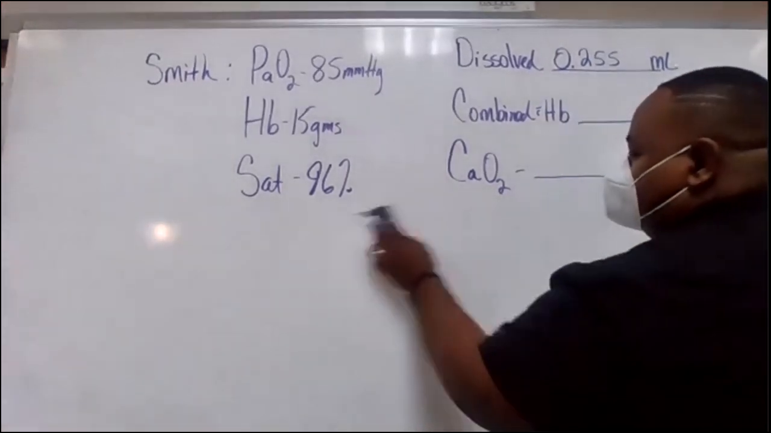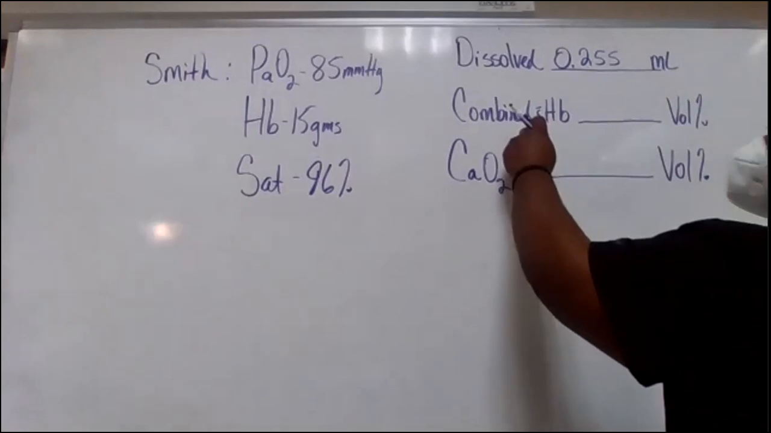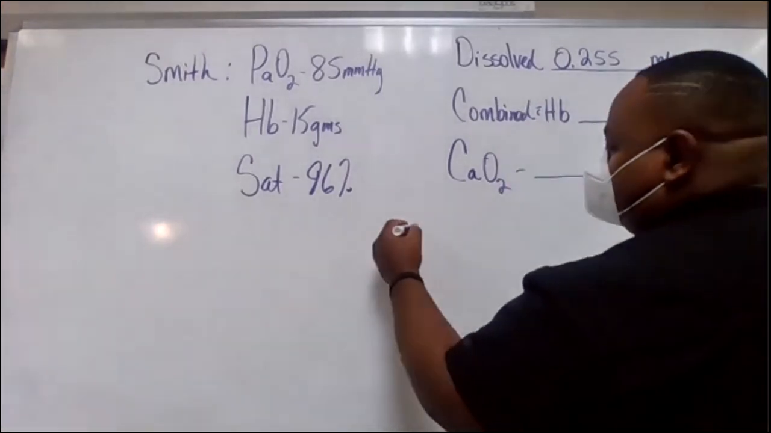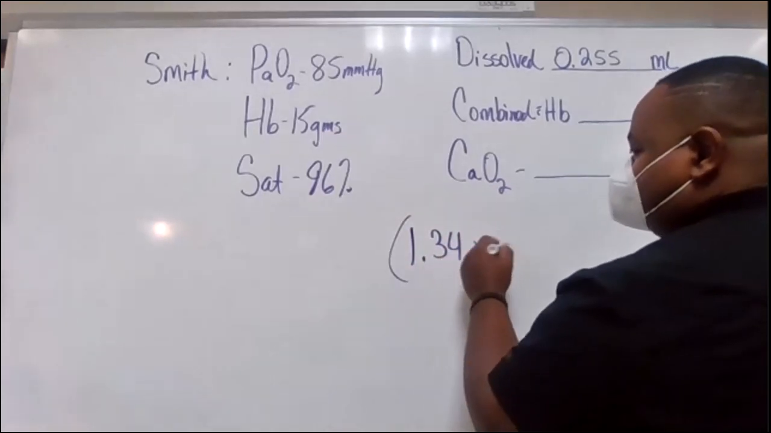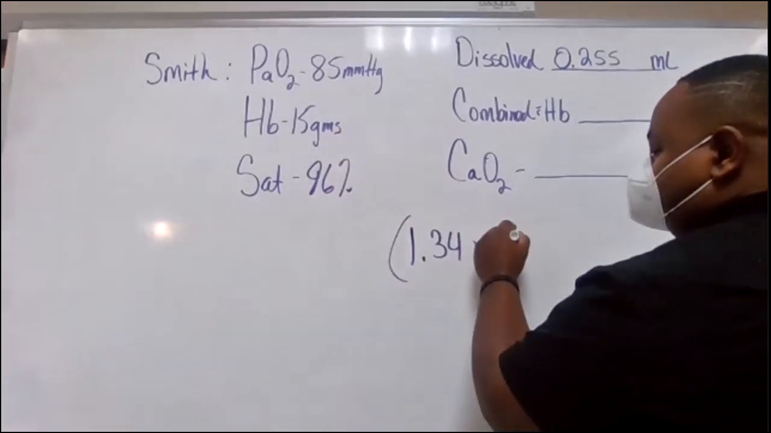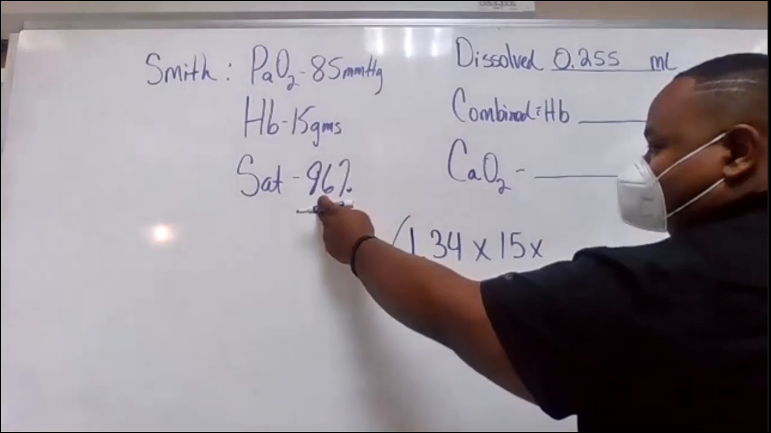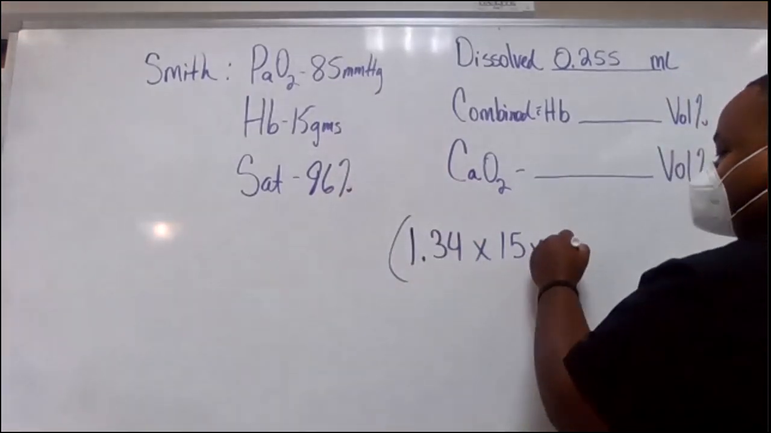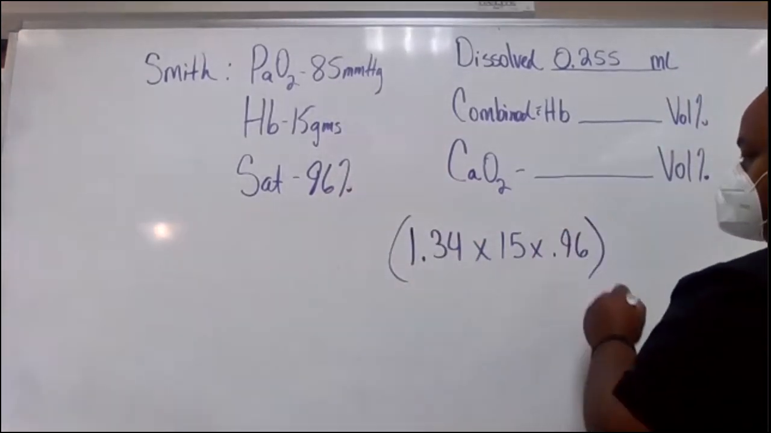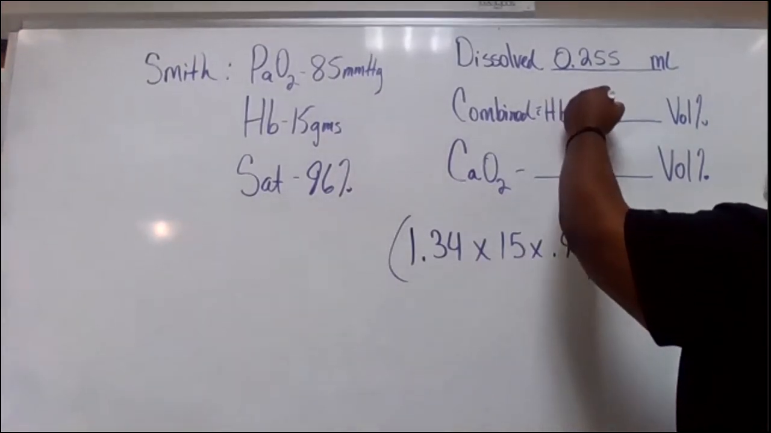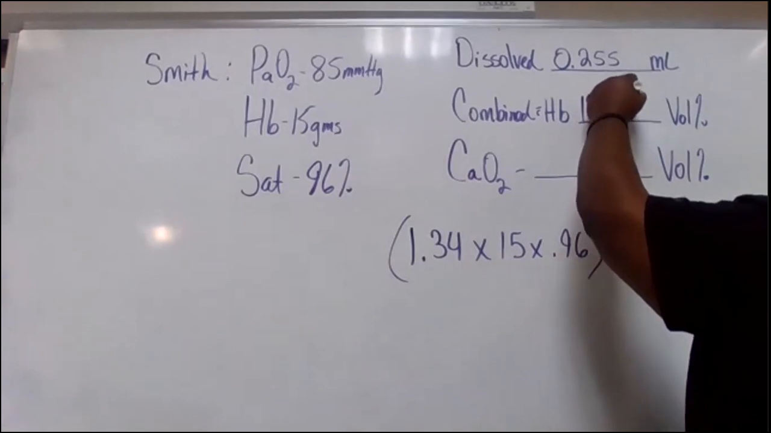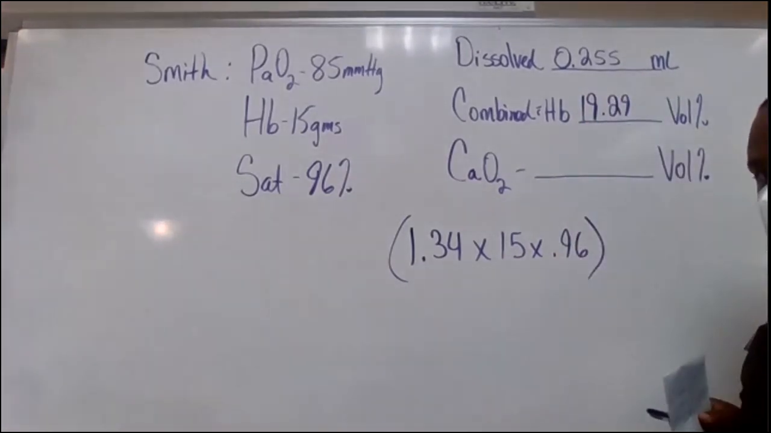Okay? All right. Combined with the hemoglobin should be 1.34 times hemoglobin, which is 15, times the SaO2, as a decimal, 0.96. When you multiply that out, you get 19.29 volume percent.